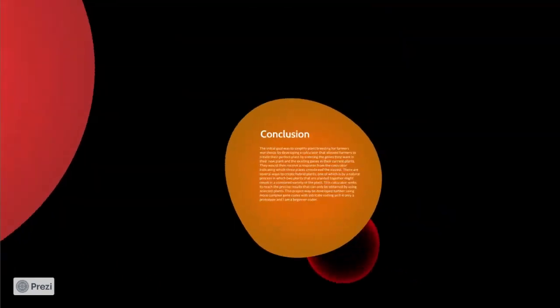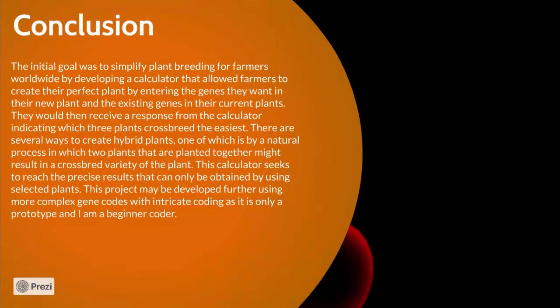Conclusion. The initial goal was to simplify plant breeding for farmers worldwide by developing a calculator that allowed farmers to create their perfect plant by entering the genes they want in their new plant and the existing genes in their current plants. They would then receive a response from the calculator indicating which 3 plants crossbreed the easiest.